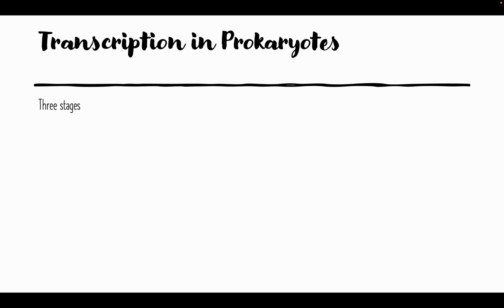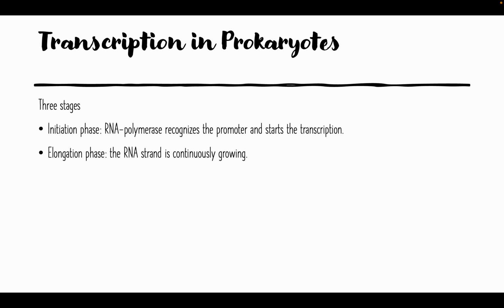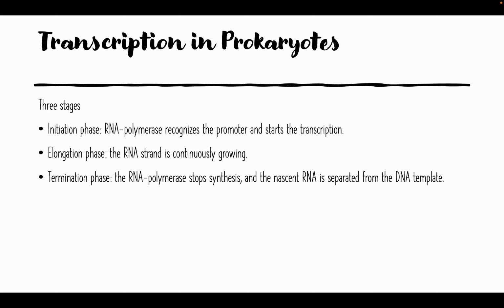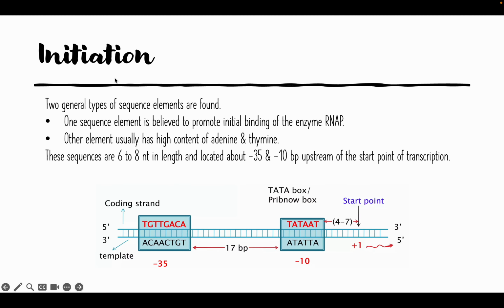So there are 3 stages of transcription in prokaryotes. First is the initiation phase, where the RNA polymerase recognizes the promoter and starts the transcription. Then the elongation phase, where the RNA is continuously growing, and then the termination phase, where the polymerization stops and the RNA that is formed is separated from the DNA template. So I will talk about all these 3. The first step is the initiation. So how does the enzyme know where to bind, right?